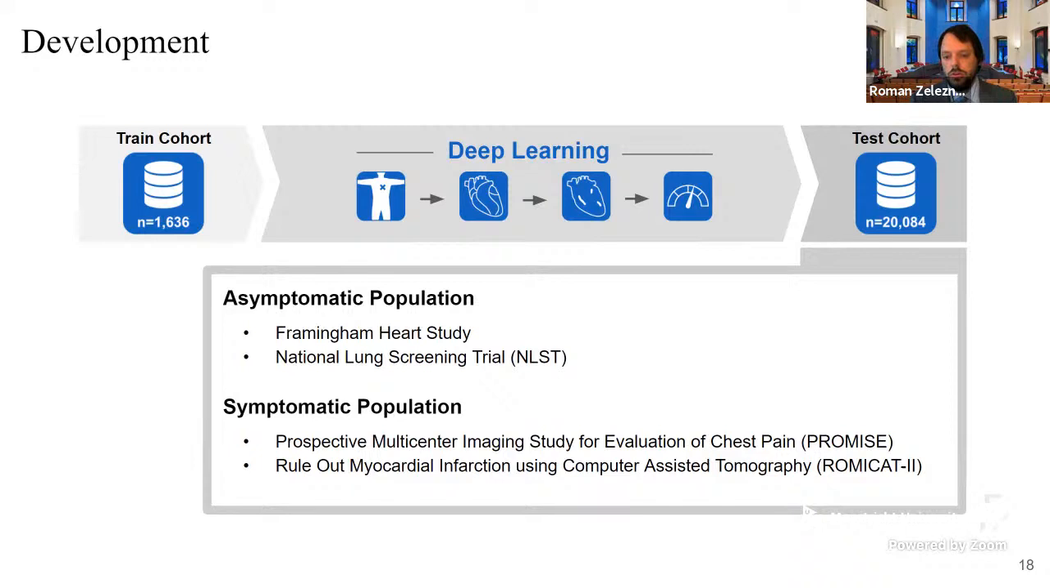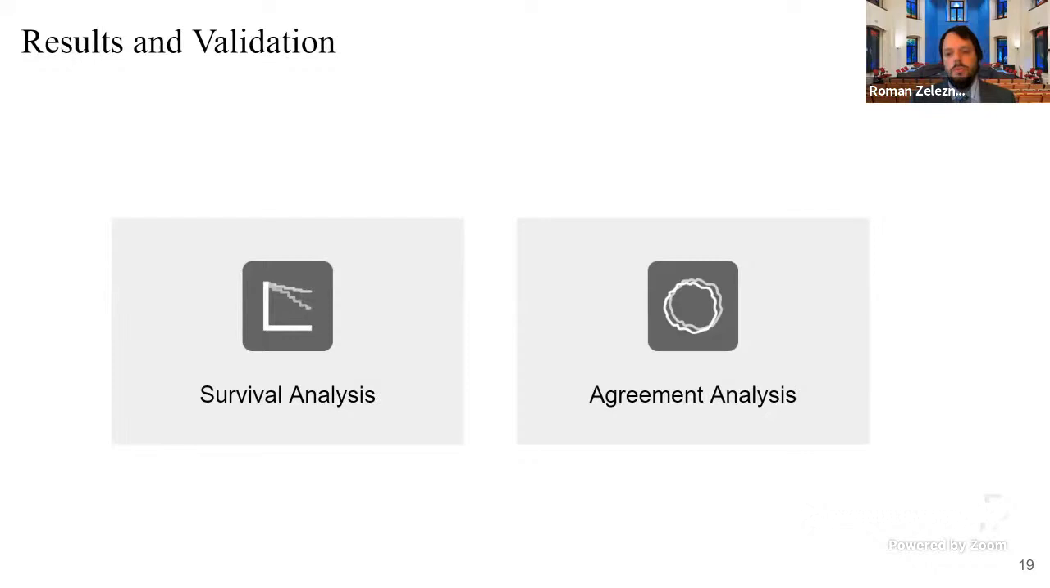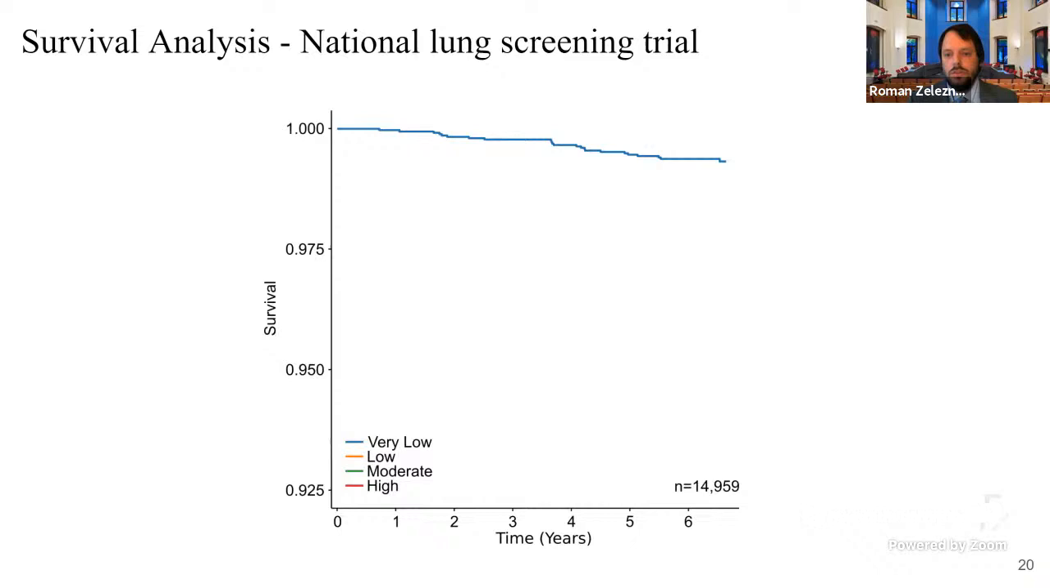To show the performance of our system, we did a survival analysis as well as an agreement analysis. For the survival analysis, we stratified the predicted coronary risk score into four risk groups, from very low to low, moderate, and high. We then plotted the survival curve, which we show in this figure.